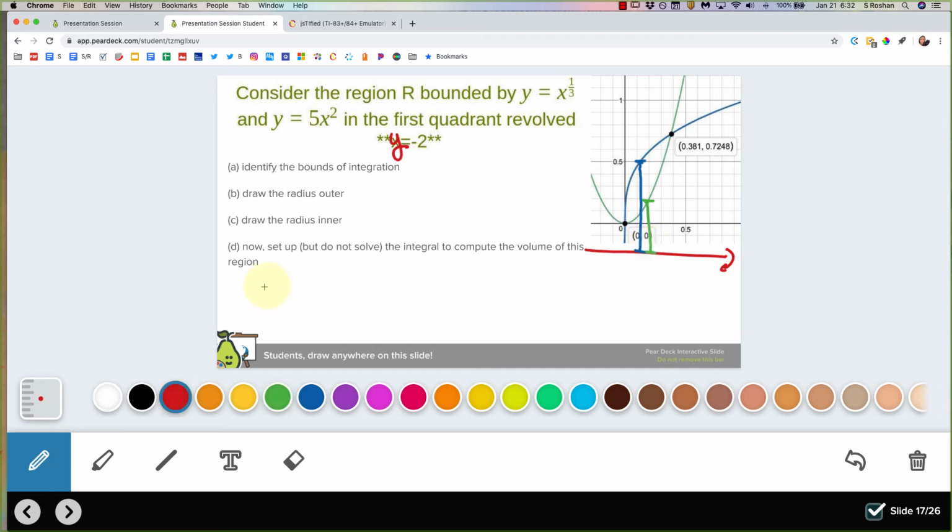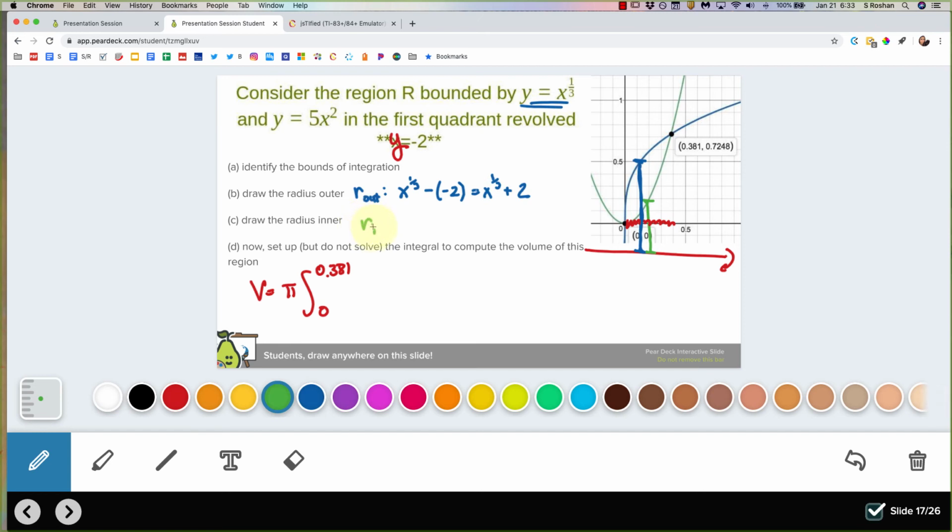The bounds of integration for this one, take the pi out, are going to be, now we're doing dx slices, right? Because we're going this way. So we're going from here to here, 0 to 0.381. Our radius outer is going to be the longer one, the blue, top minus bottom. Now we're doing dx's, so we stick with the dx's, and this is our blue curve. So we have x to the 1/3 minus a -2, x to the 1/3 plus 2.